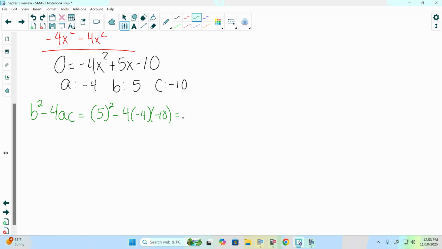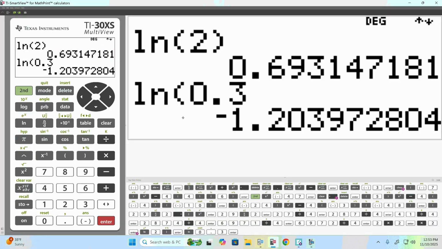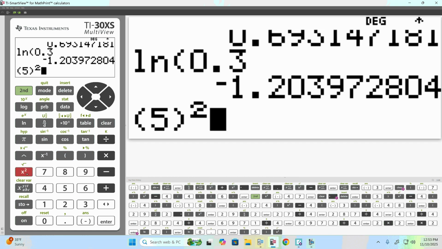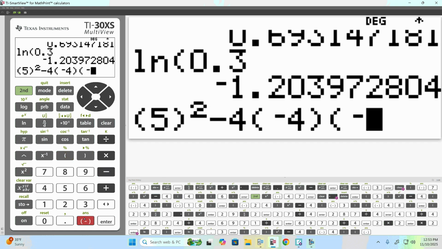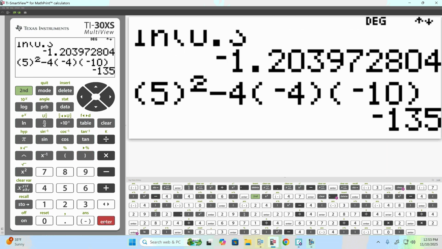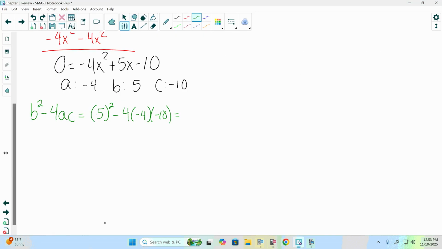So the first thing we need to find is the value of the discriminant, our b squared minus 4ac. Well, b is 5, a is negative 4, and c is negative 10. So we replace b with 5, a with negative 4, c with negative 10. At this point, I would grab the calculator and say 5 squared minus 4 times negative 4 times negative 10, and hit enter. It tells us negative 135. So the value of the discriminant is negative 135.